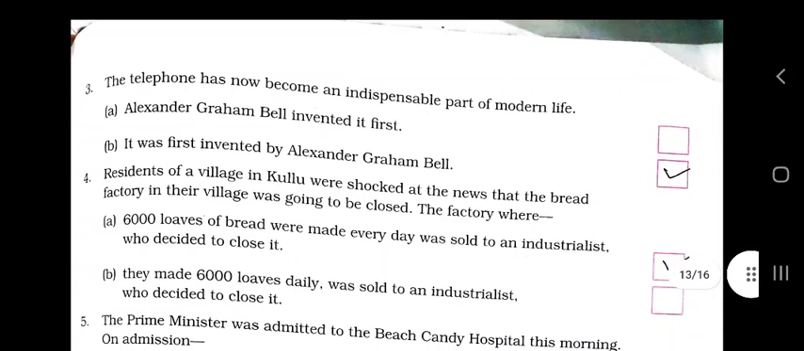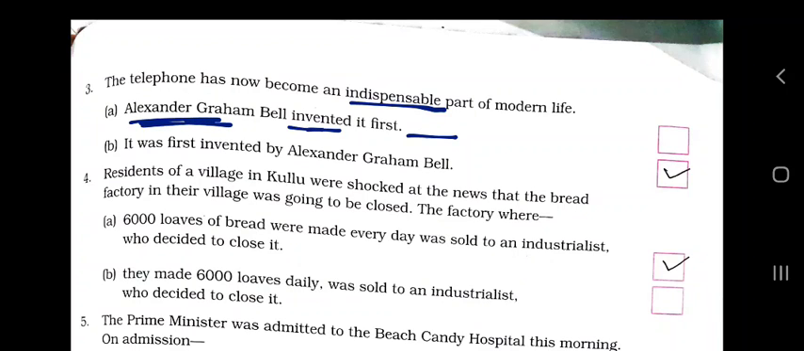The telephone has now become an indispensable part. Indispensable part means अभिन्न हिस्सा, मतलब you cannot think of life without the telephone. Part of modern life. Alexander Graham Bell invented it first. यहाँ पर देखो, यह subject और यहाँ पर verb, ये क्या हो जाएगा? Active voice. It was invented by Alexander Graham Bell. So this will be passive voice. So it will be the correct answer.